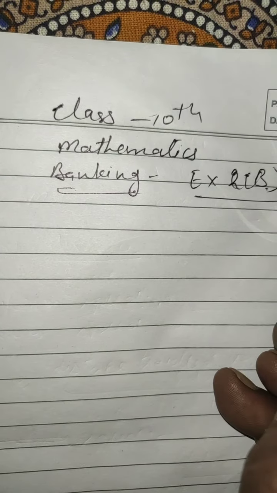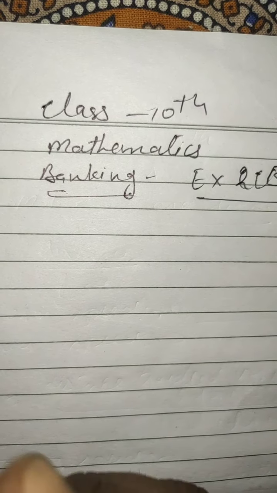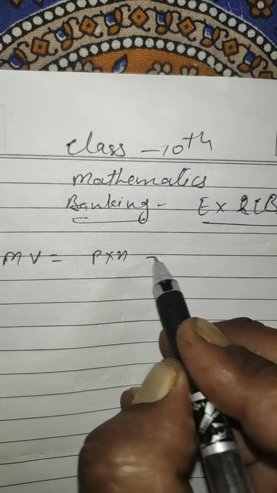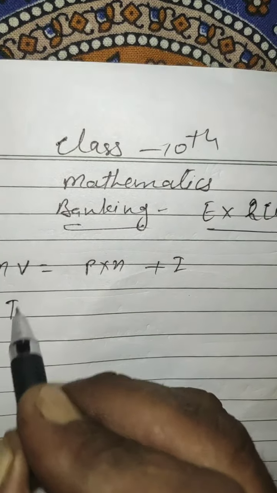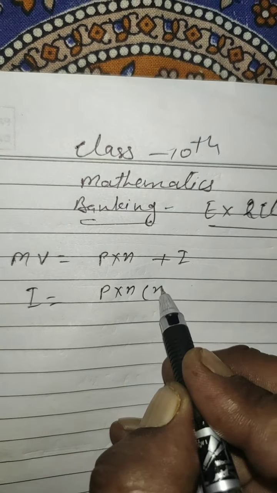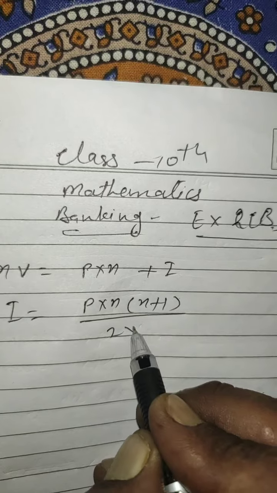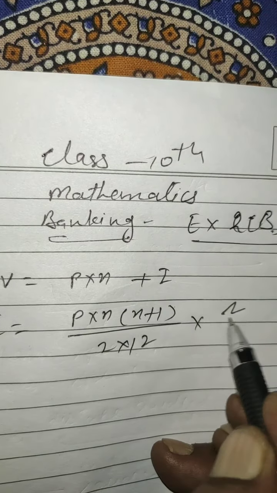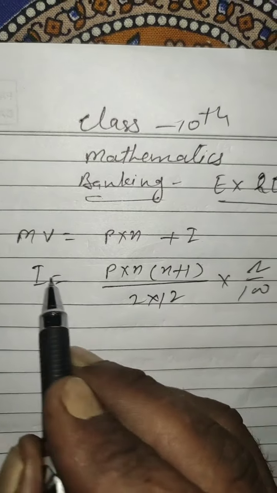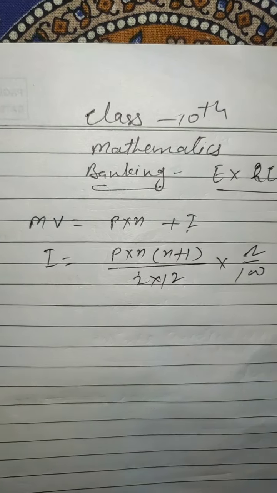Today's topic is banking, chapter 2b. Last time I told you that the maturity value is equal to principal into the number of months plus the interest, and interest is equal to principal into n into (n plus 1) over 2 into 1 over 12 into r over 100. You can directly use the same formula for the interest here also.